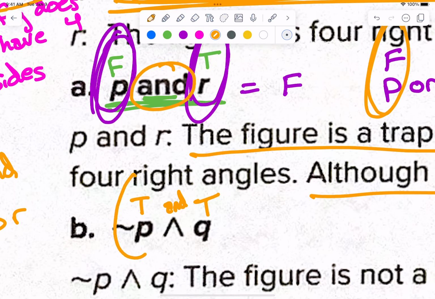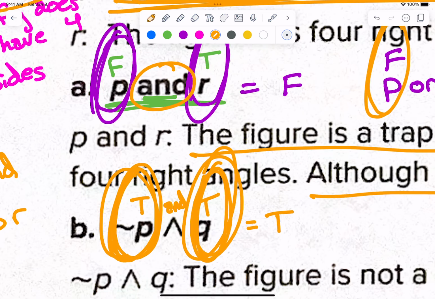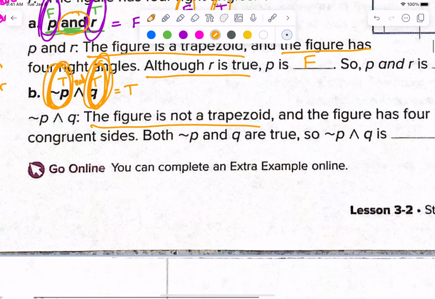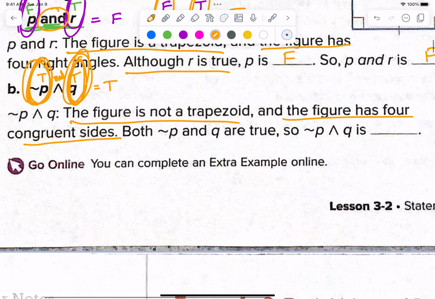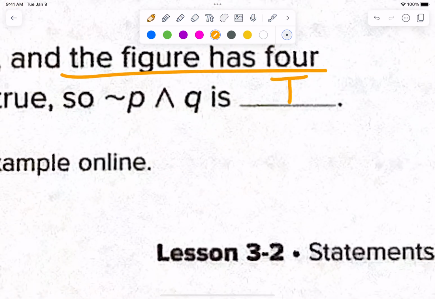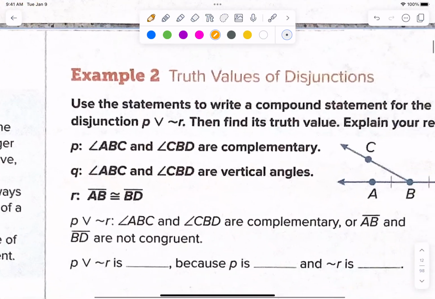So I'm going to circle this. Is this one and this one true? Yes or no? Yes, so the whole thing is true. Got it? This one and this one are true. So the whole thing is true. Got it. All right? The figure is not a trapezoid and the figure has 4 congruent sides. Both not P and Q are true, so not P and Q is true. Okay? Got it? Should we do another one of those?